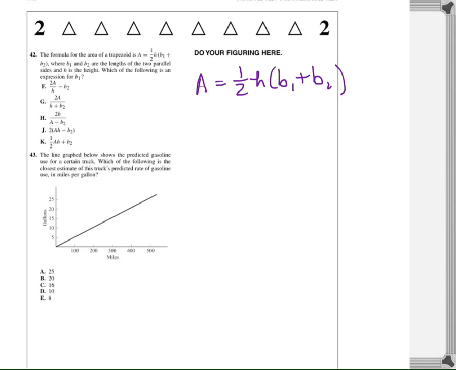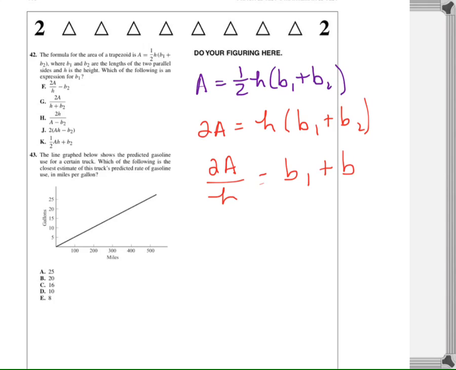So we just work in opposite order. Okay, I want to divide by 1/2 first. That's the same thing as multiplying both sides by 2. Then I want to divide away the h. And then I want to subtract the b2. And so b1 is 2A over h minus b2.